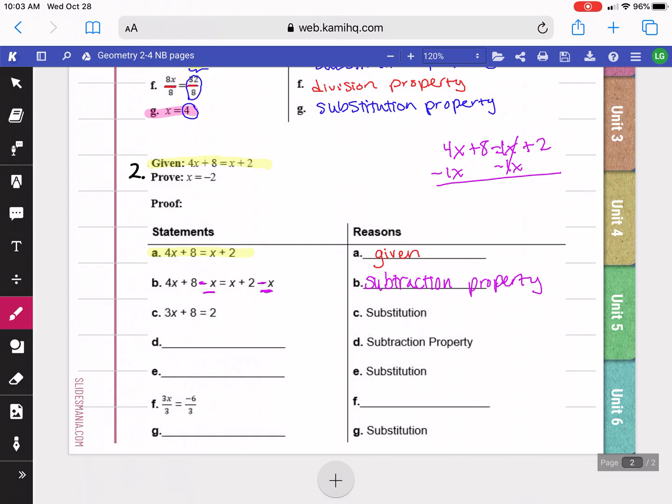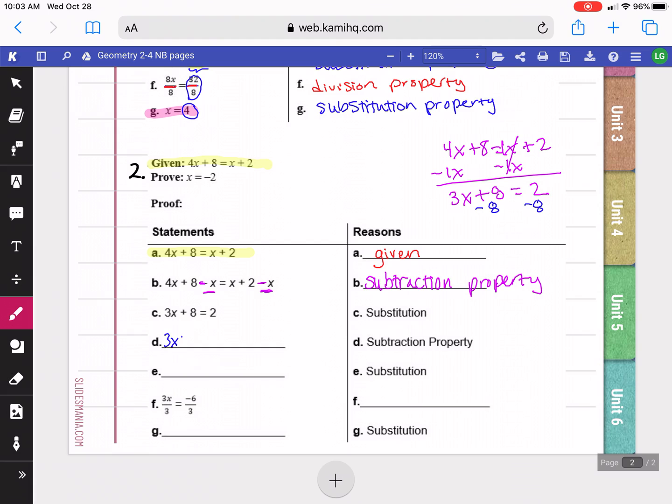So since we're subtracting x from both sides, we're using the subtraction property. And once you do that, you end up getting 3x plus 8 equals 2. Again, here, since we're just simplifying it or making it smaller, that's why it's called substitution. So on my next step, I have 3x plus 8 equals 2. If I wanted to continue to solve that, my next step would be to subtract 8 from both sides. I'm just going to write this horizontally.